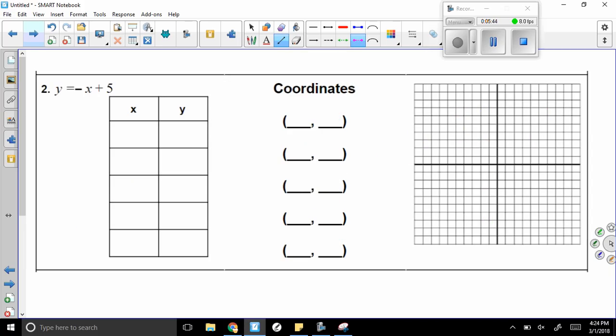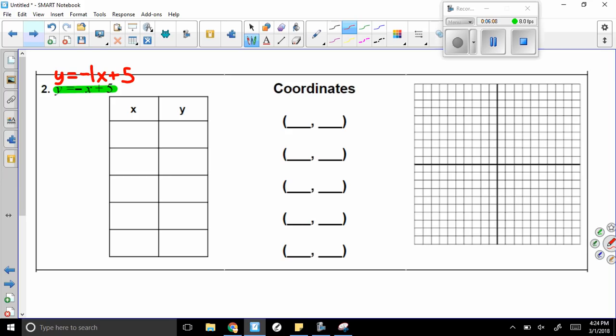So this time my function is y equals negative x plus 5. And remember, when we have a negative in front of the x, we can think about it 2 different ways. Either you can think about it as the opposite, or you can rewrite that to be y equals negative 1x plus 5, if that helps you as well.